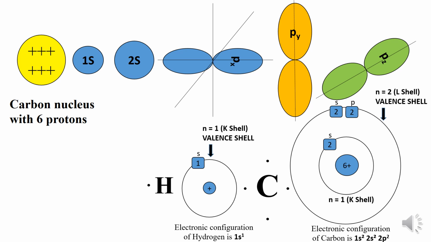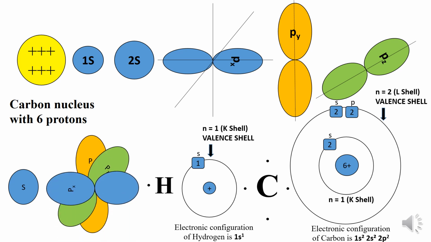So when you compare and contrast all these different types of orbitals, you will find that the s orbital is closer to the nucleus of the atom than the p orbitals. And therefore, because of the close proximity of the 1s orbital, the 1s electrons will be strongly attracted towards the positively charged protons present in the nucleus of the carbon atom.